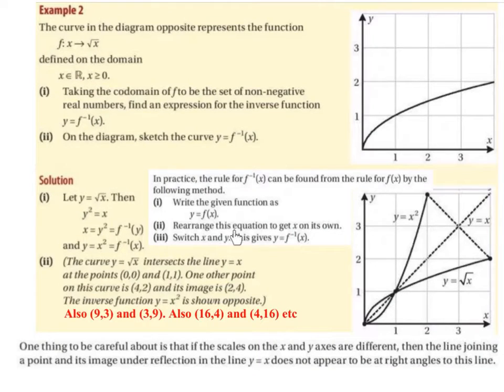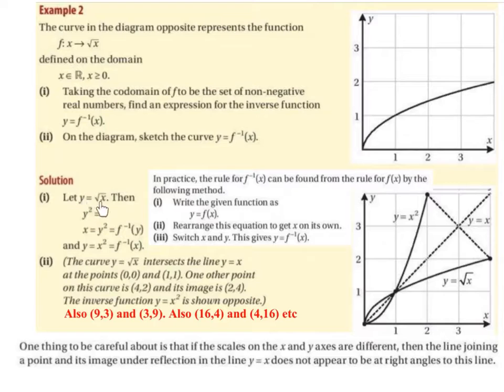So remember, these are our steps 1, 2, and 3. In practice, the rule for the inverse function of x can be found from the rule for f of x by the following method. Step 1, write the given function as y equals f of x. So we're going to let y equal the square root of x. Step 2, rearrange this equation to get the x on its own.